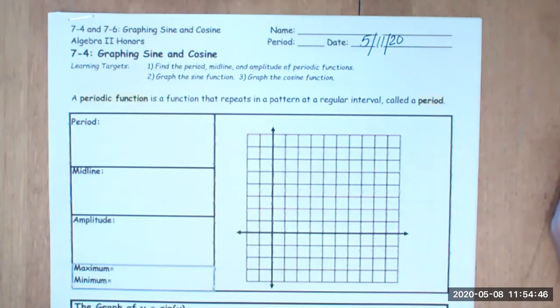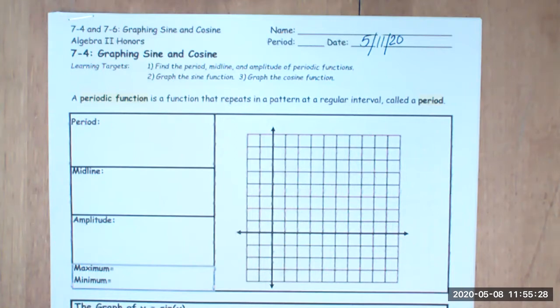cosine graphs. Okay. As you can see here, we are going to be looking at various attributes of the sine and cosine graphs, including the period, the midline, and the amplitude, and looking at those in general for any periodic functions, and then specifically graphing sine and cosine. As you'll notice here, a periodic function is a function that repeats in a regular pattern at a regular interval, and that regular interval is called a period. You probably have seen in science classes, for example, waves of light or sound. Those are periodic functions.